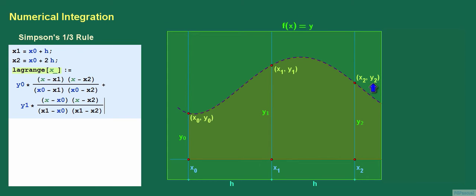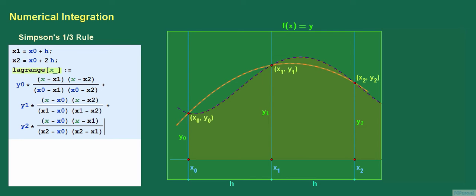From the third point at x sub 2, we have y sub 2 times the fraction whose numerator is x minus x sub 0 times x minus x sub 1, and the denominator is x sub 2 minus x sub 0 times x sub 2 minus x sub 1. The graph of this function is either a line or a parabola passing through the 3 points.